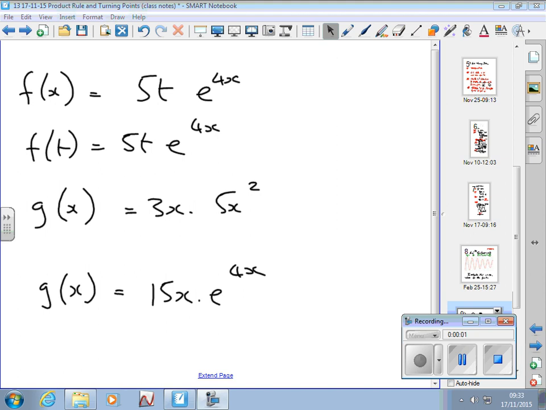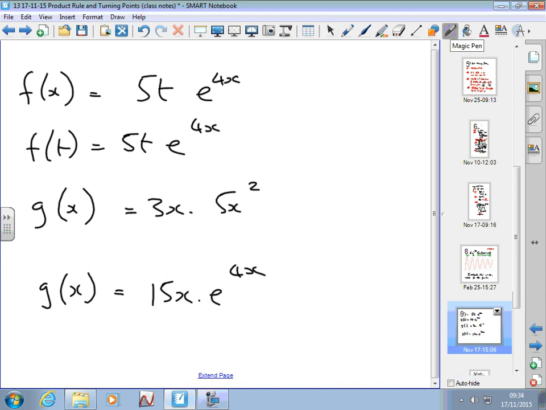4 functions. One of those requires the product rule to be able to differentiate it. One of those has got 2 separate functions multiplied together. So the first thing to do is to recognize when you need to use the product rule. Let's have a look at them.